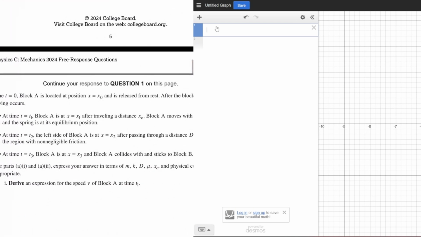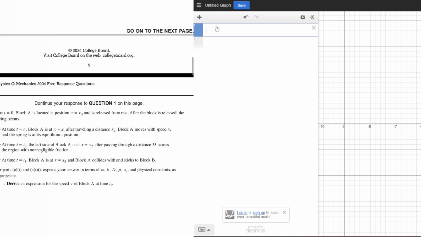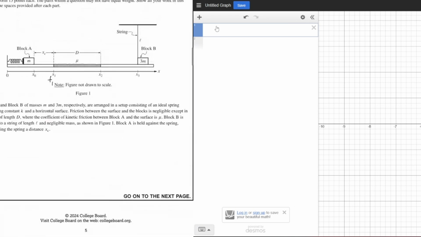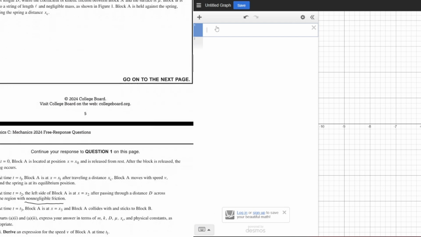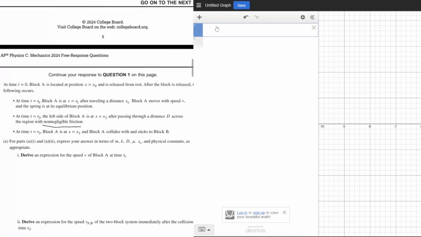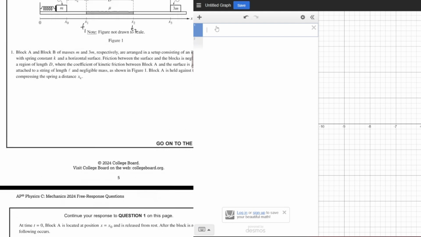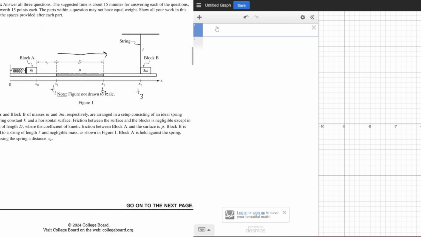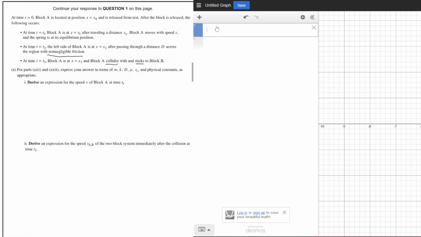At time t equals t2, the left side of block A is at x equals x2 after passing through a distance d across the region with non-negligible friction, right? Okay, so that's after it's gone from here to here. Here's t2, right? And now at time t equals t3, block A is at x equals x3, and block A collides and sticks to block B. Okay, so here's where the collision happens, t3. Amazing. Okay. So let's go back here.